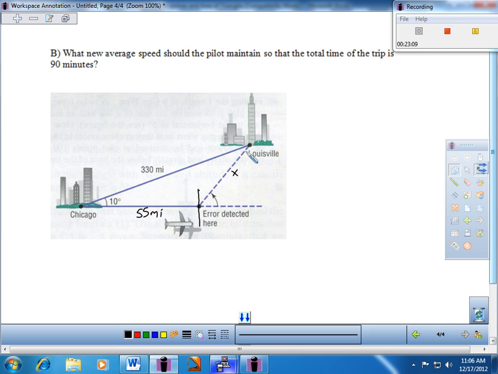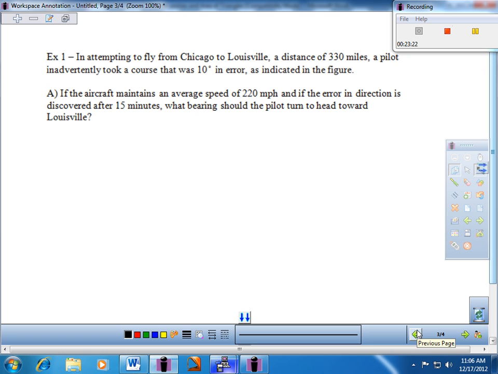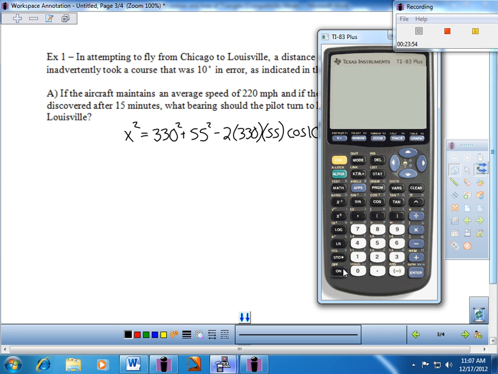So I'm going to go to my part A. I've got a couple things labeled, and let's go ahead and solve. Law of cosines, everybody. So here's how it works. I think it's x squared, and I have 330 squared, 55 squared, minus 2, 330, 55, cosine of 10 degrees. So we're going to take this right here, everybody, and then we're going to square root it and get an x value. So that third side in that triangle is unknown at this stage.